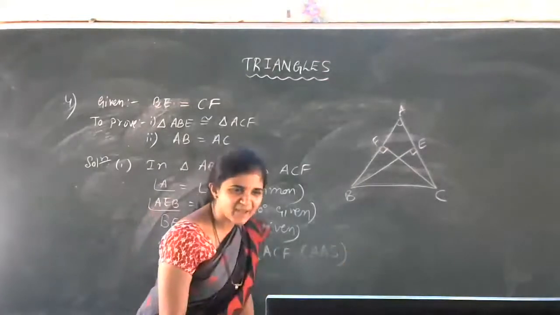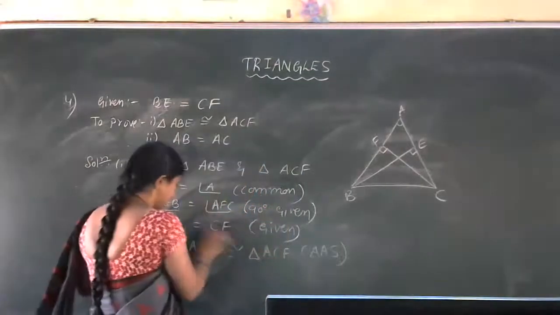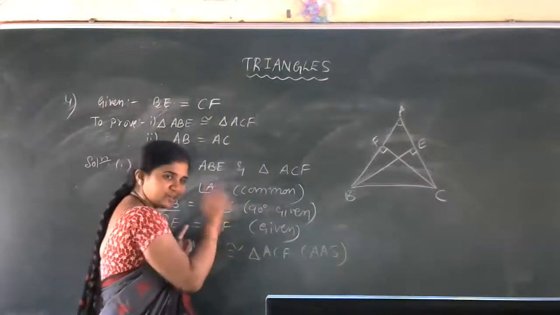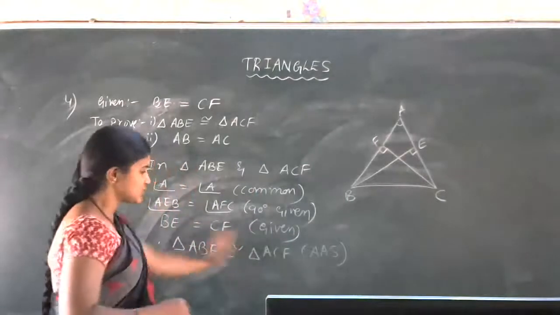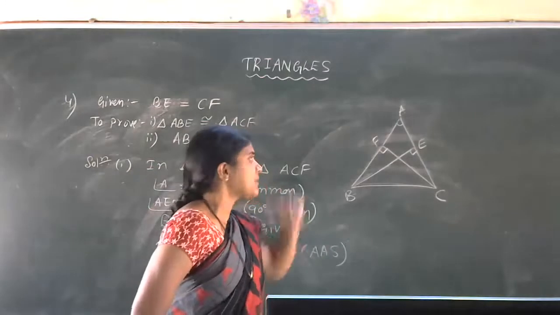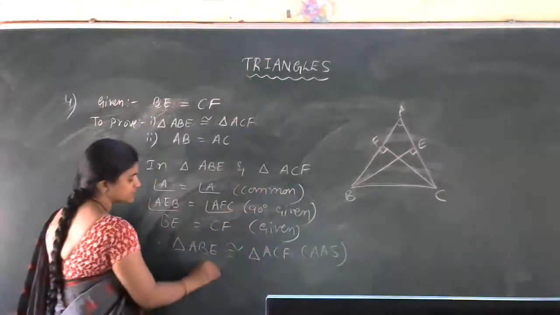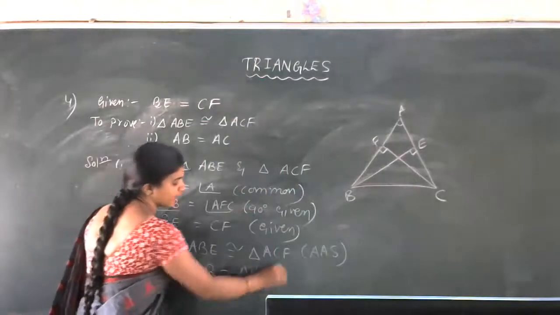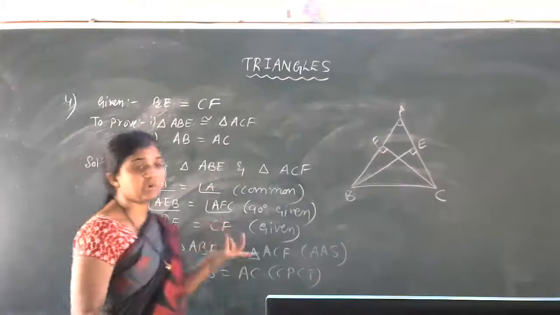Same to same type of problem, no? Like the third problem, just one data changed. Here, BE is equal to CF. In the third problem, AB is equal to AC. Okay. Now, already these two triangles are said to be equal. What about AB and AC? AB and AC are corresponding parts of the congruent triangles. So, CPCT, AB is equal to AC.